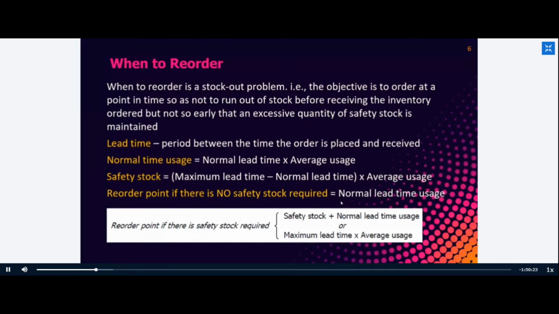Now, normal time usage is that 5 days multiplied by the average daily usage, class. When we're talking about average usage, this is actually the average daily usage. So yun yung normal lead time na 5 days multiplied by the daily usage. Sabihin natin everyday 500 chicken wings yung naluluto mo, so 5 multiplied by 500 chicken wings. So, that's normal time usage.